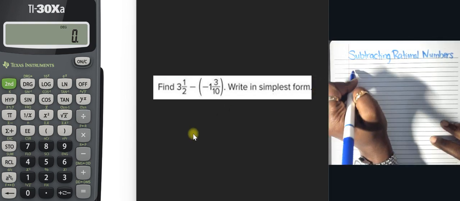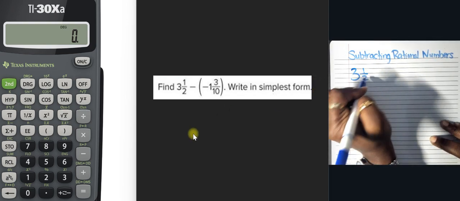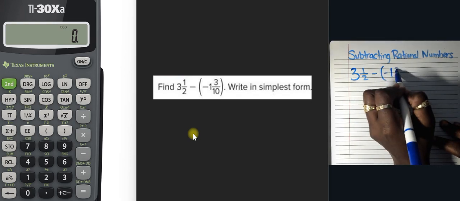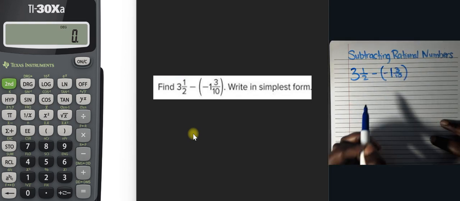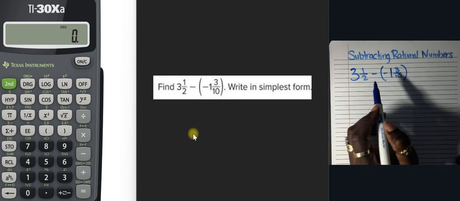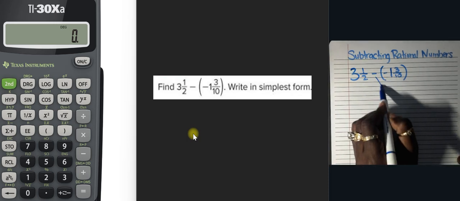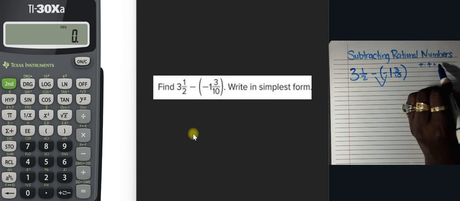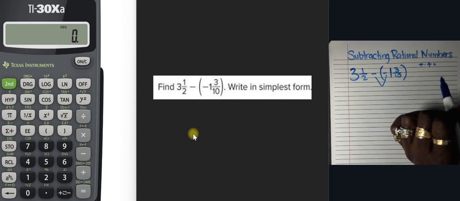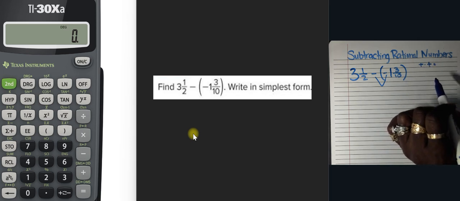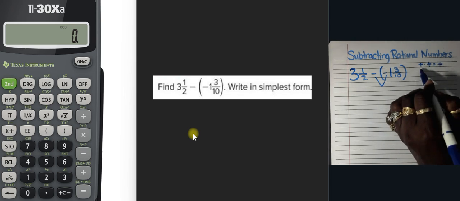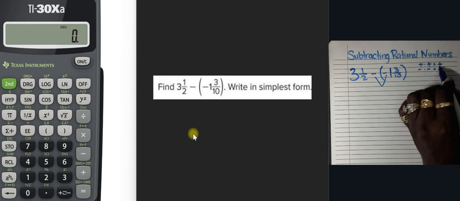First, let me start off by writing our scenario. So 3 and 1/2 minus -1 3/10. Okay. So the first thing I always tell you guys to do is let's get rid of those double signs. When we remember those double signs, if we're talking about multiplication and subtraction, what we're doing is, if you have two positives, you're going to have a positive. If you have two negatives, then you end up with a positive.